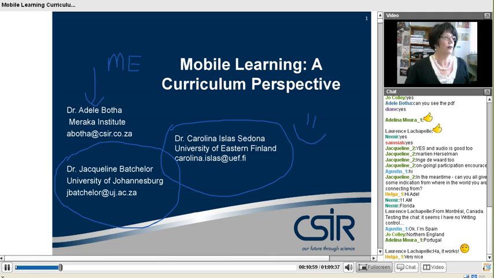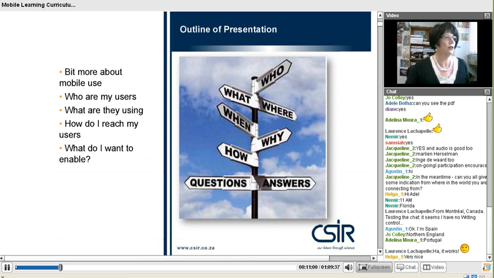Hopefully this works. There we go. I'm going to cover a bit more about mobile use, and then we're going to look at the context of this use, and then I will outline the mobile learning curriculum framework. Now, first of all, it's not a mobile learning curriculum. It's a mobile learning curriculum framework.